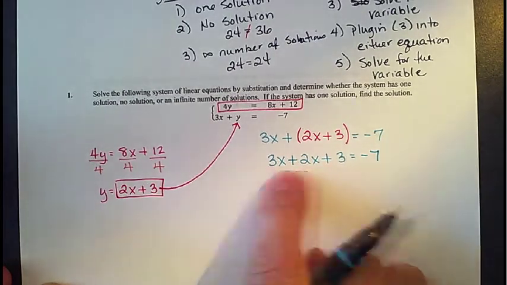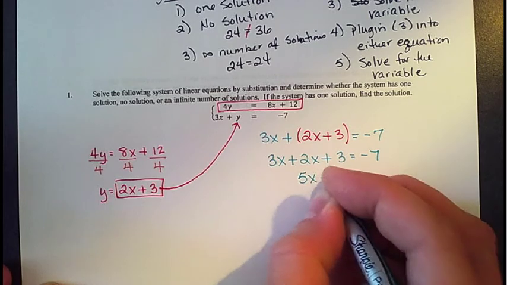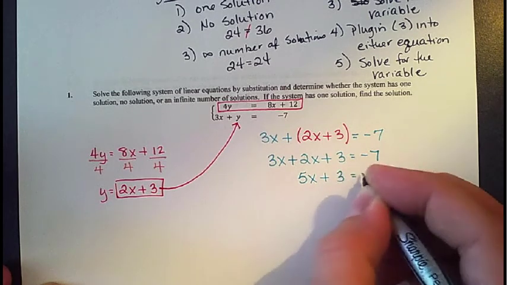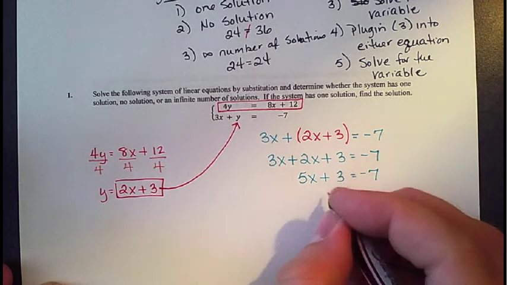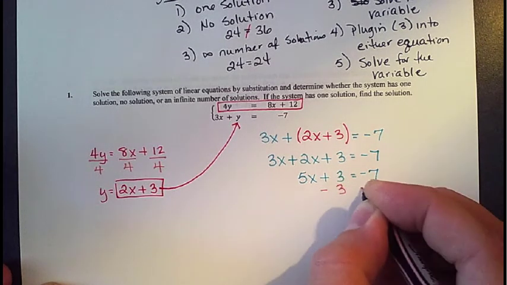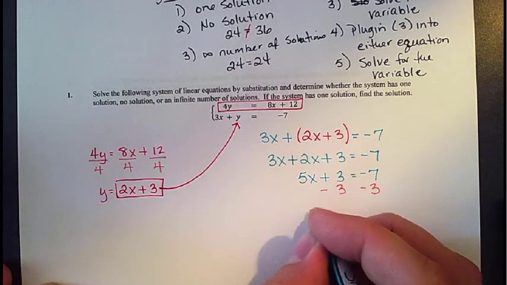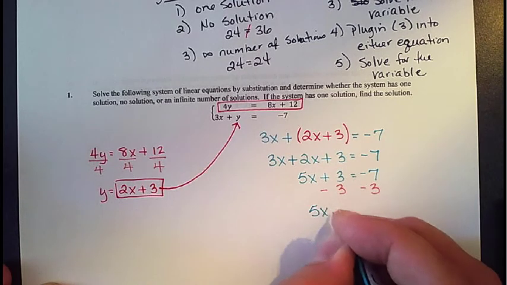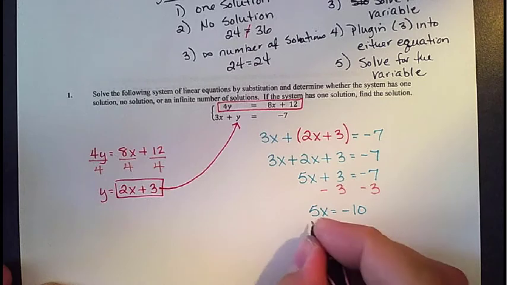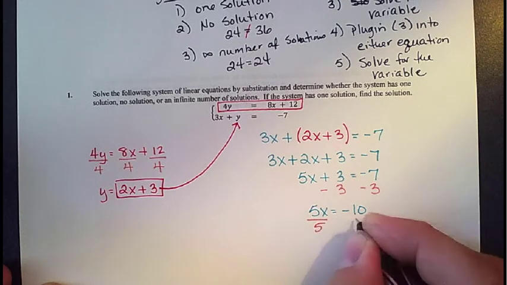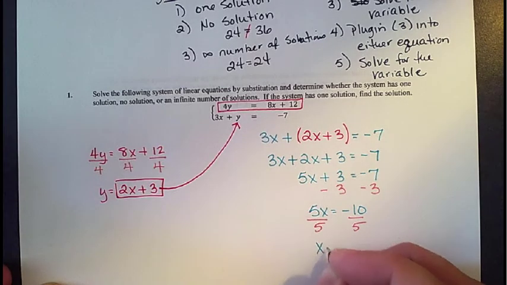Well, 2x plus 3x is equal to 5x. Now this is just a linear equation that I know how to do. So I'm going to subtract my 3. It's going to give me negative 10. So this is 5x is equal to negative 10, dividing by my 5. I'm going to get that x is equal to negative 2.